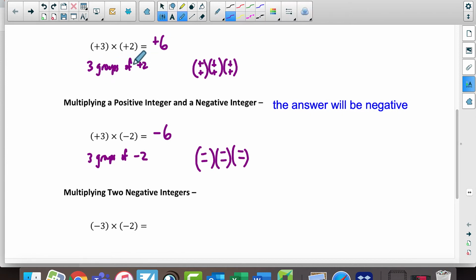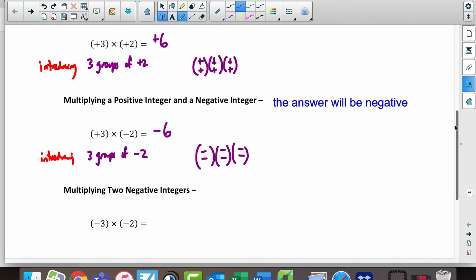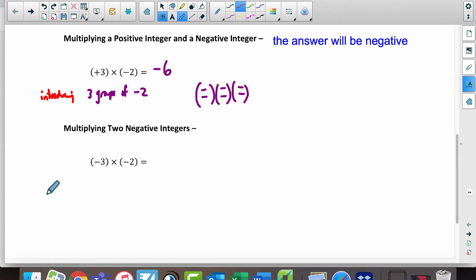When I put three groups of positive 2 here, it's kind of like you're introducing three groups of positive 2. So I'm just going to add that word here. We're introducing, or we're adding three groups of positive 2, but the word adding has double meaning that confuses people. So again, here we're introducing three groups of negative 2. But if the first number is negative, you're actually removing. You're removing three groups this time. So this negative here means you're removing three groups of negative 2.